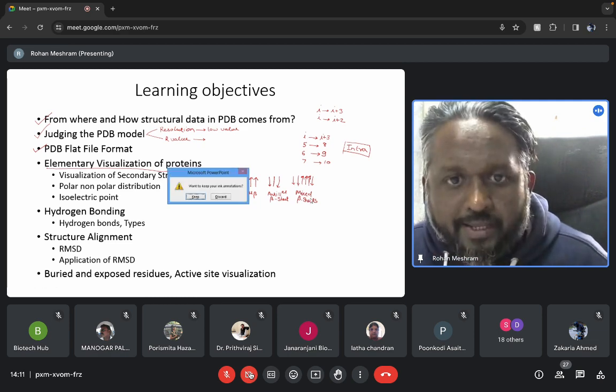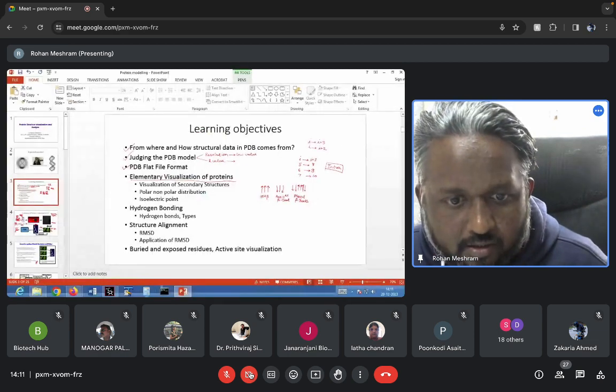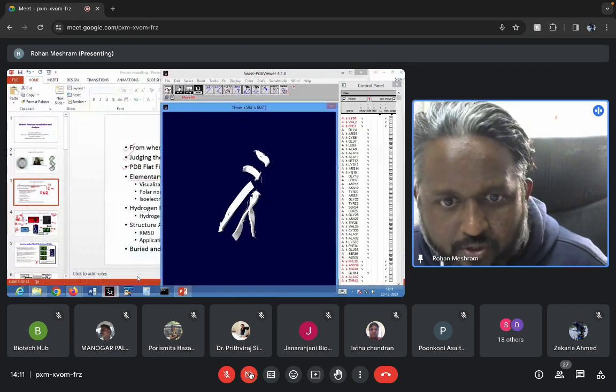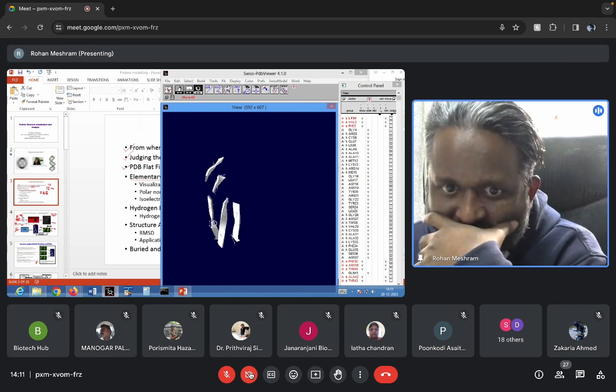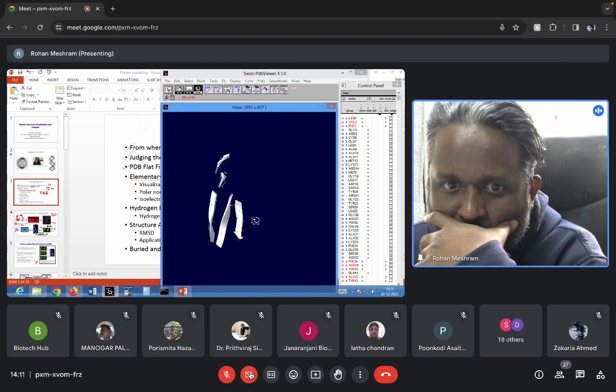So now, based on this knowledge, can you just visualize and tell me this sheet, if it is parallel or anti-parallel?